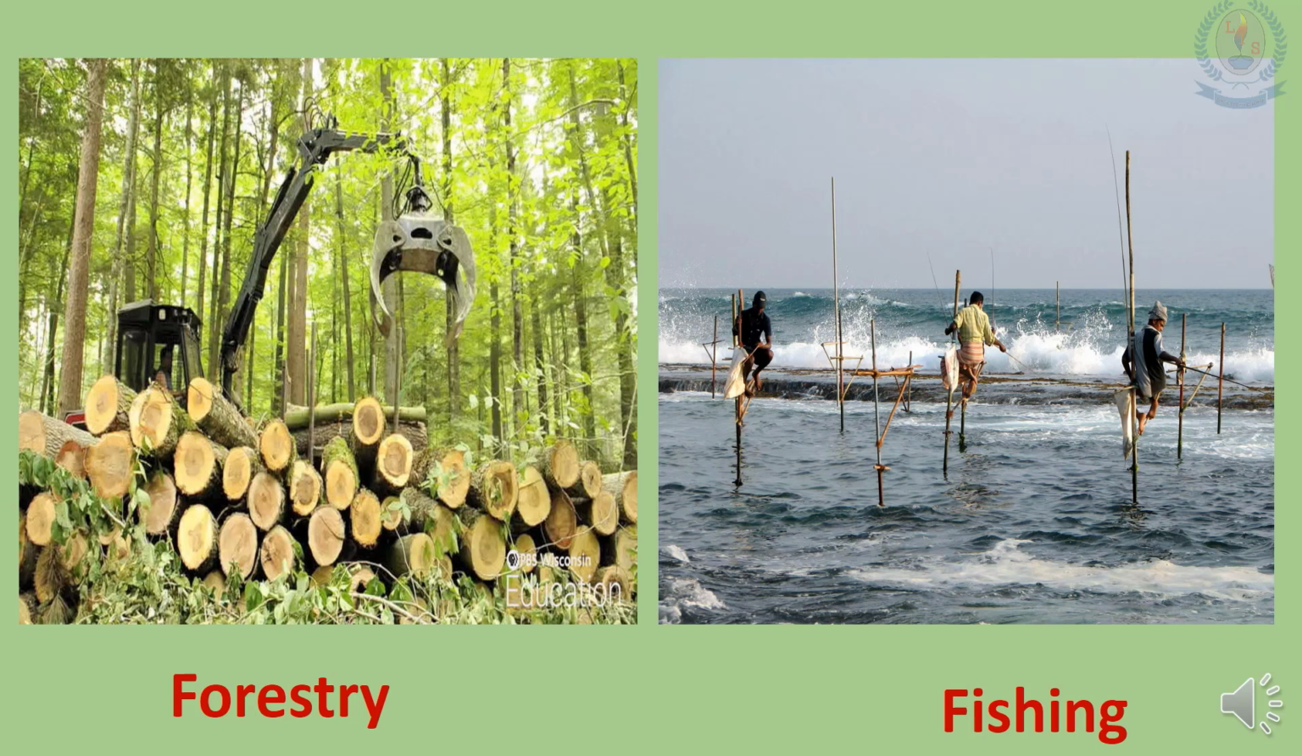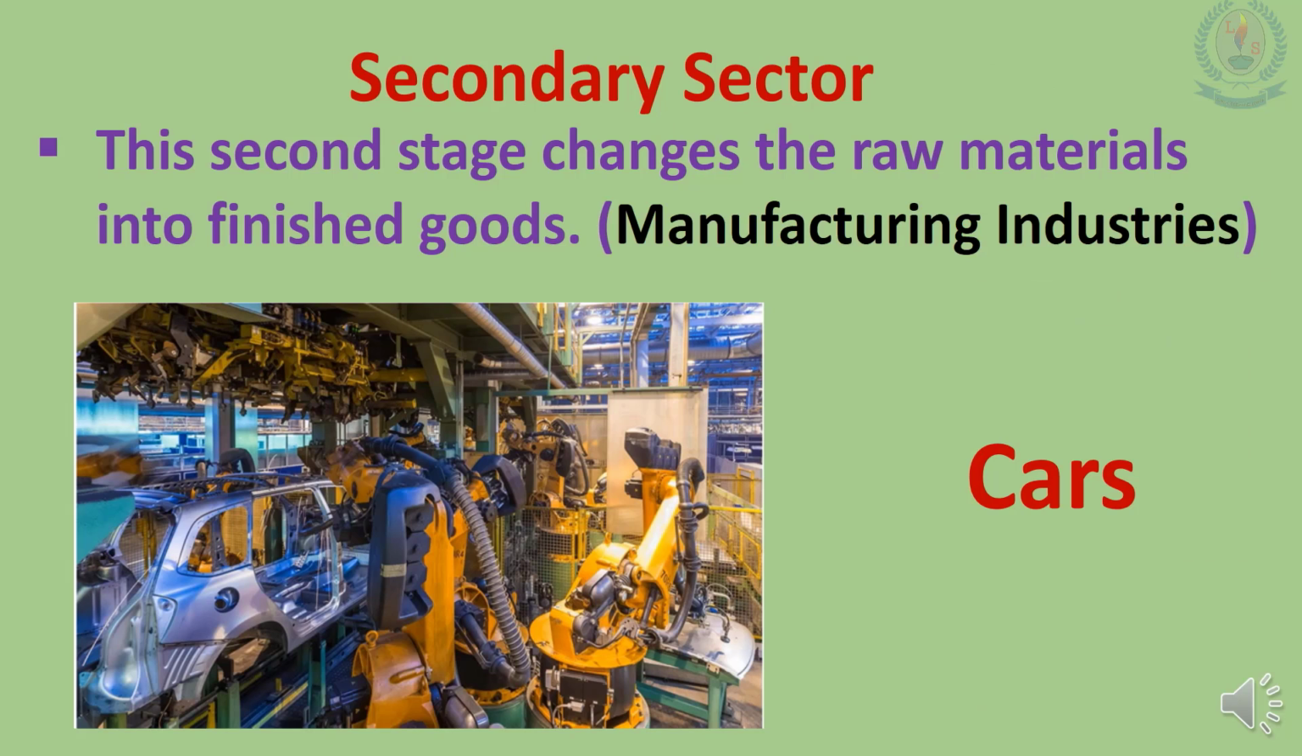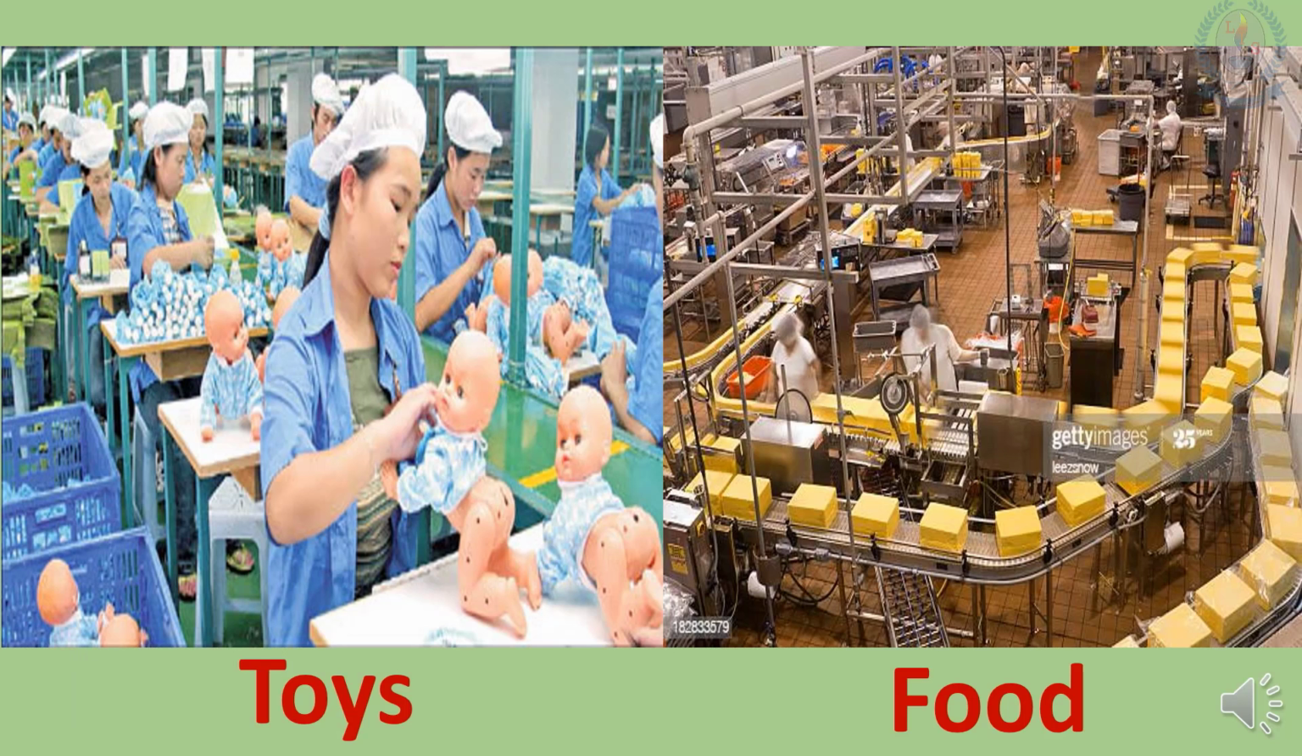Then we can go to the secondary sector. This is the second stage, which changes the raw materials into finished goods. We can call these manufacturing industries. So we can see cars being manufactured, and we can see toys and foods. Those are manufacturing.